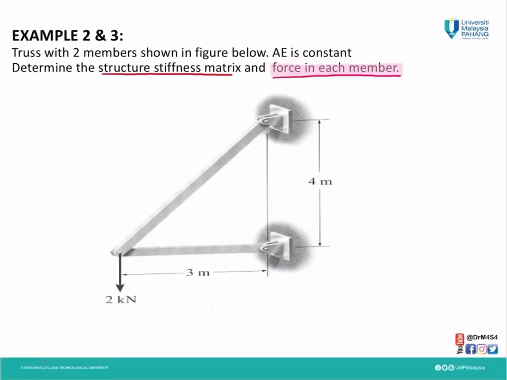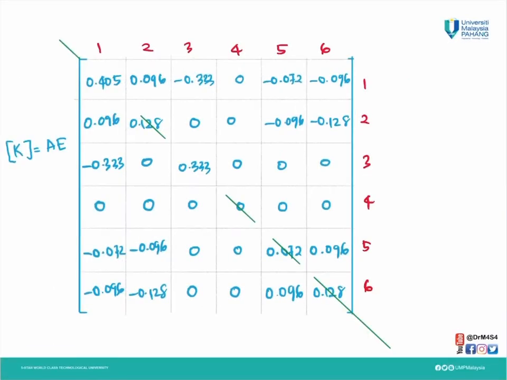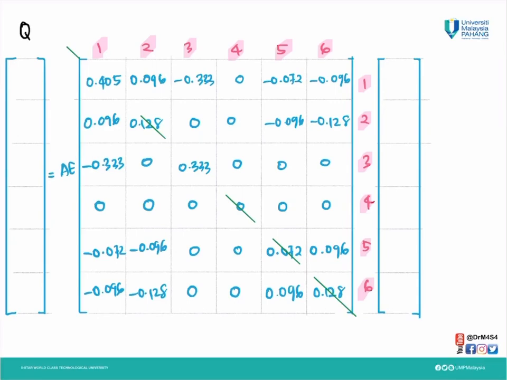Back to our question. Previously we already developed our structure stiffness matrix, as we can see here. Now we're going to assemble our structure stiffness matrix into the complete force displacement equation, which is Q equal to KD. This is the force displacement equation. This one will be our Q, capital K is our structure stiffness matrix, and this one is our D, displacement.